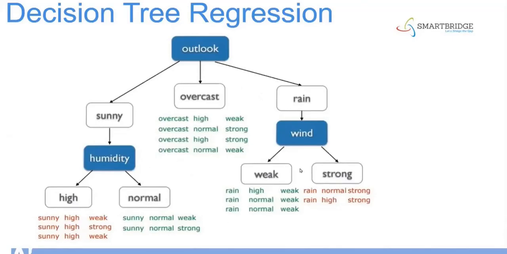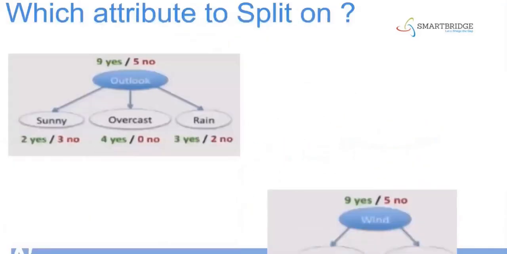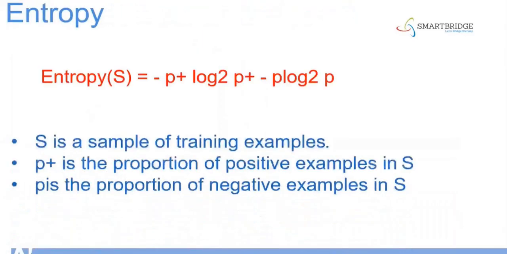From here you can also see in Outlook itself you have one pure set. So the disorderedness is slightly less when compared to humidity and wind. So now, did you understand the decision tree? Everyone? Cool.